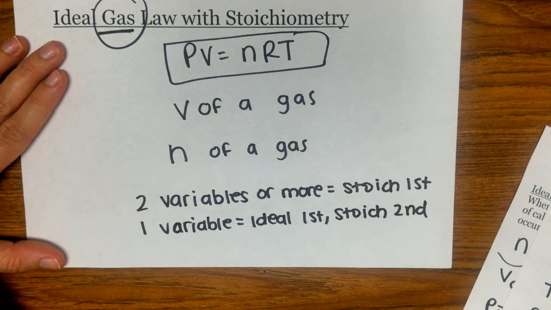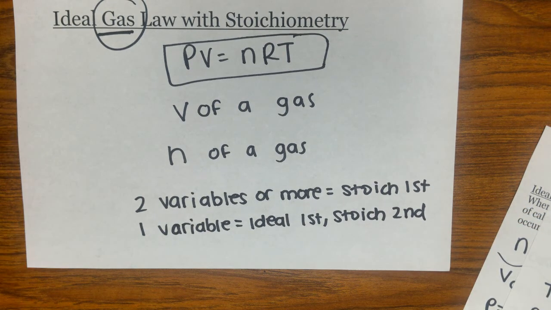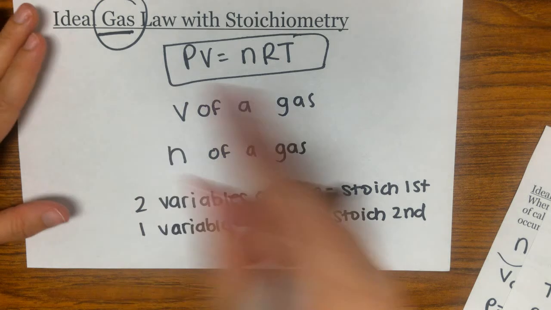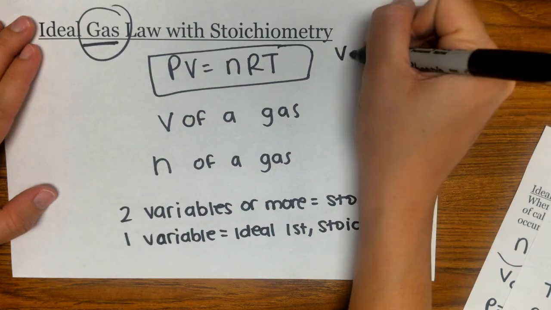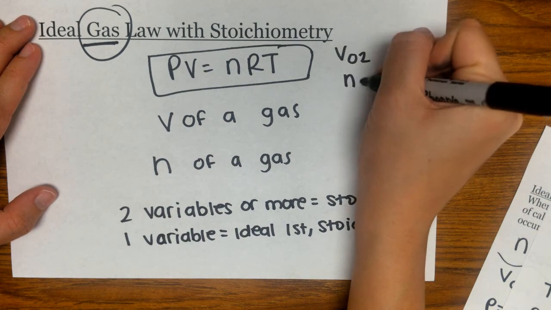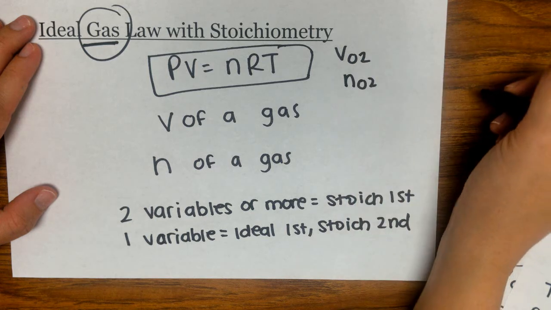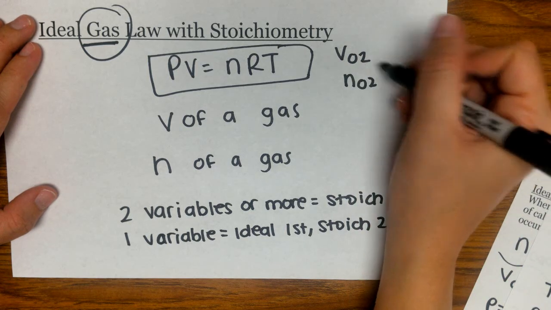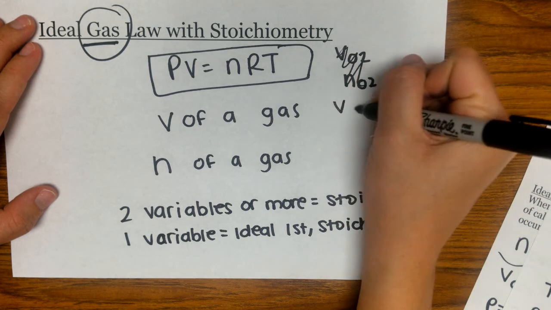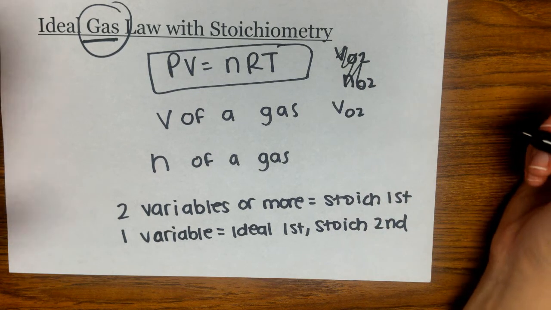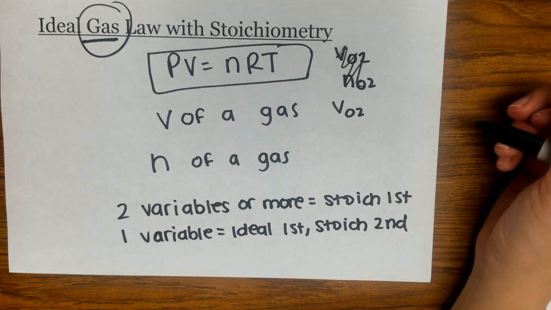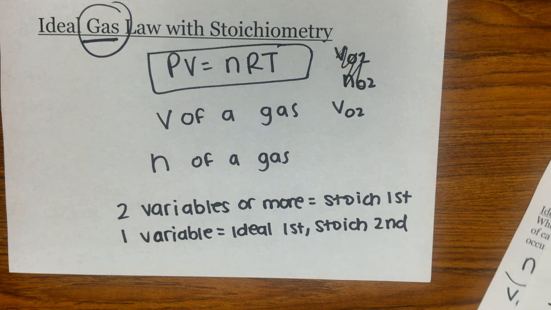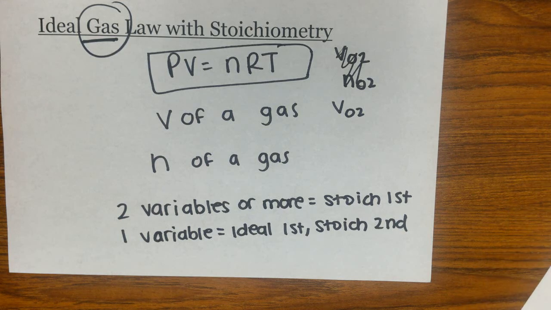And then just be really careful and label your substances, because if it's volume of oxygen, your moles will be oxygen. You can't have volume of O2 and moles of CO2 at the same time. And it really helps. List your variables, label stuff, and I promise you can figure this out. And I do want you to try some on your own.